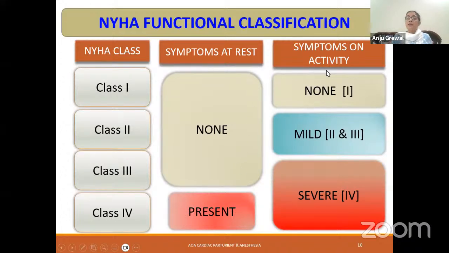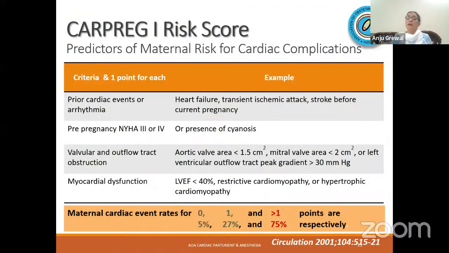Whereas on activity, and you'll have to specify what is a routine activity for this mother, an ordinary activity and an extraordinary activity, if there are none, it is in class 1. Mild symptoms would be in class 2 and 3. And then, of course, if there are severe symptoms, because the mother is already orthopneic, tachypneic even at rest, this would fall into class 4. So a simple way to look at it, remember your NYHA, a very important way of risk stratifying your mothers, and it will help us to decide the type of anesthesia we're going to give to these mothers. And then there have been various scores, the CARPEG 1, the CARPEG 2, the Zahara score, and the modified WHO risk score for cardiovascular complications.